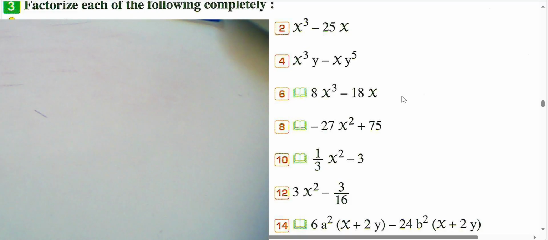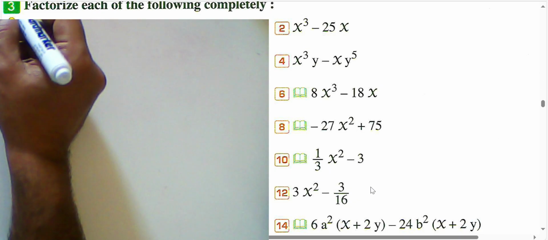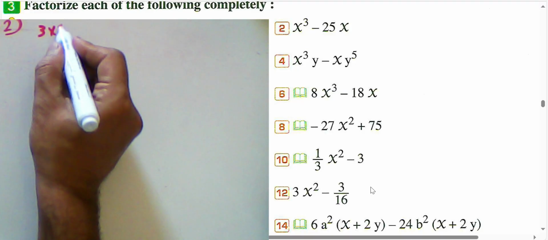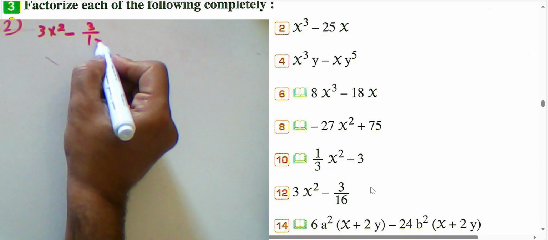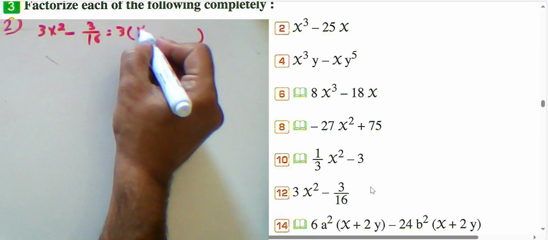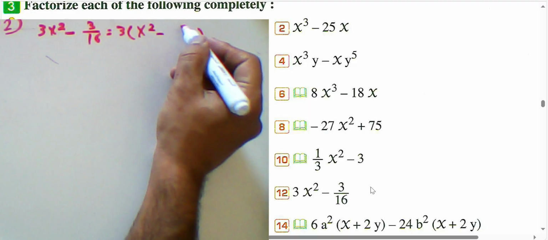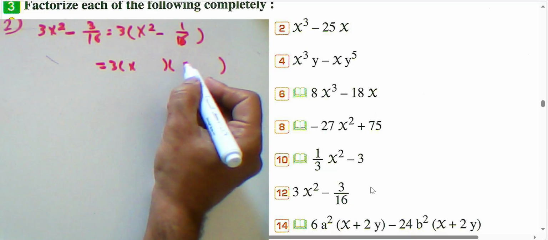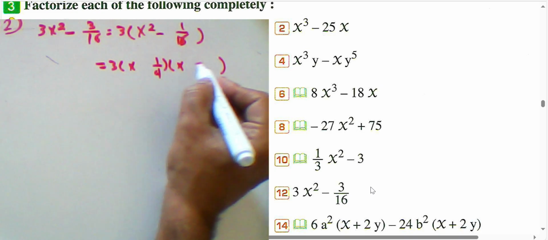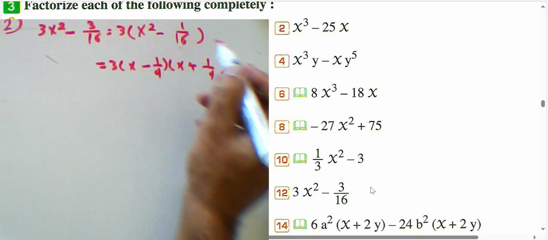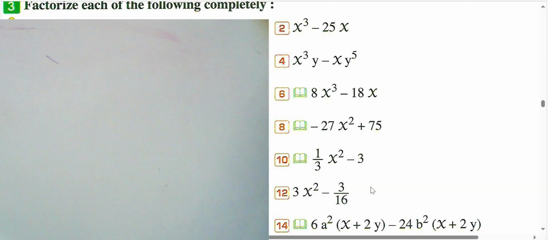Okay. Next question. Number 12. 3x power 2 subtract by 3 over 16. We can write 3 highest common factor between two terms. 3x power 2 divided by 3 equals x power 2, and this number divided by 3 equals 1 over 16. We can write 3 outside. x power 2 equals x times x, and 1 over 16 equals 1 over 4 times 1 over 4, negative times positive. Okay, next question.